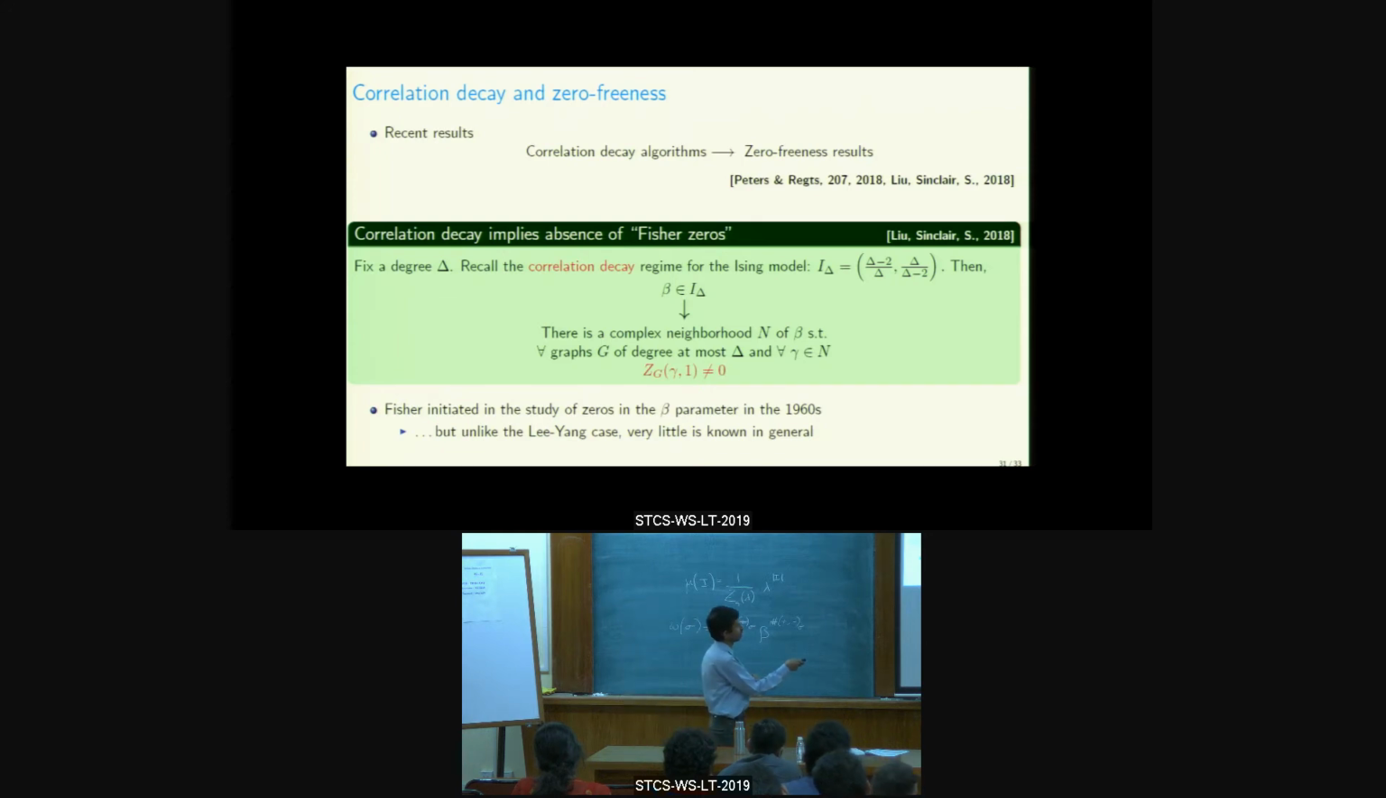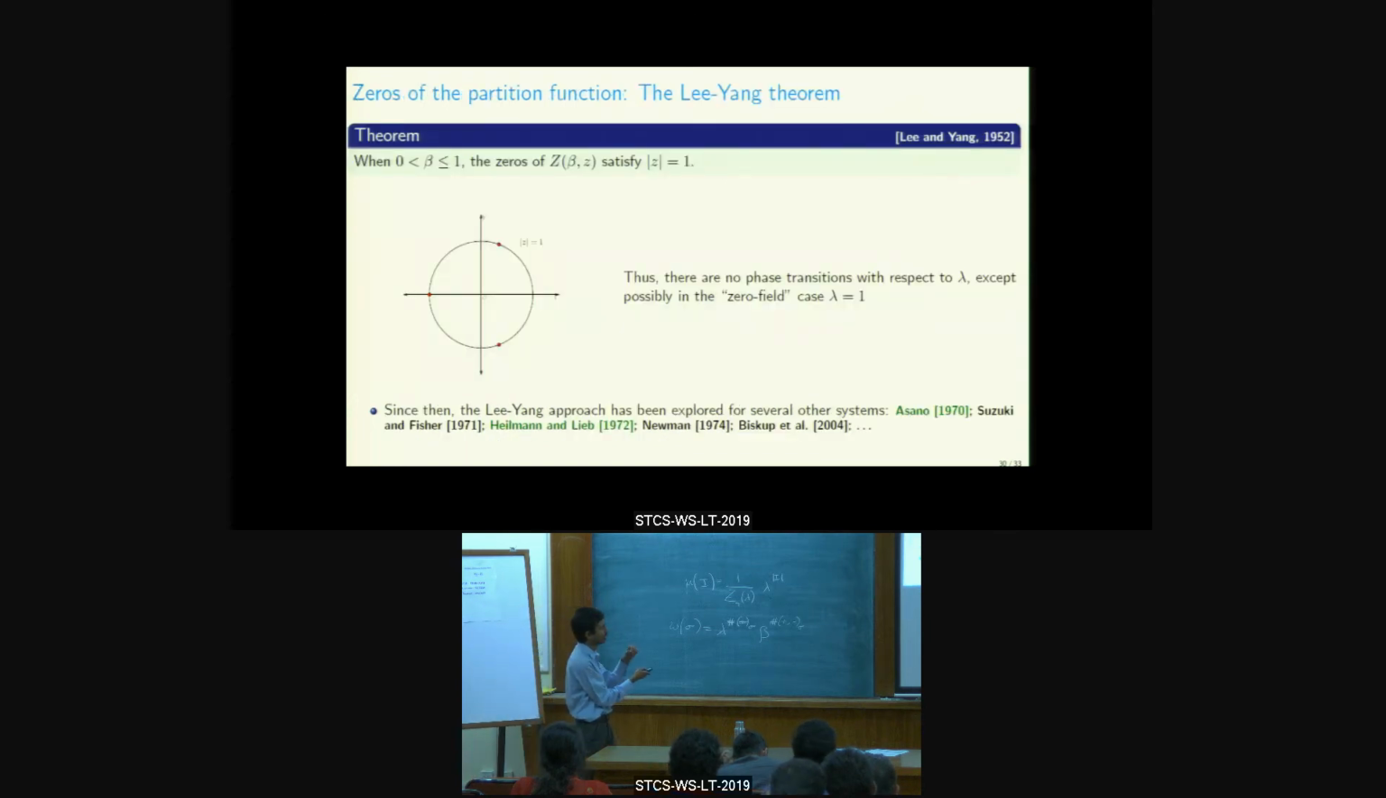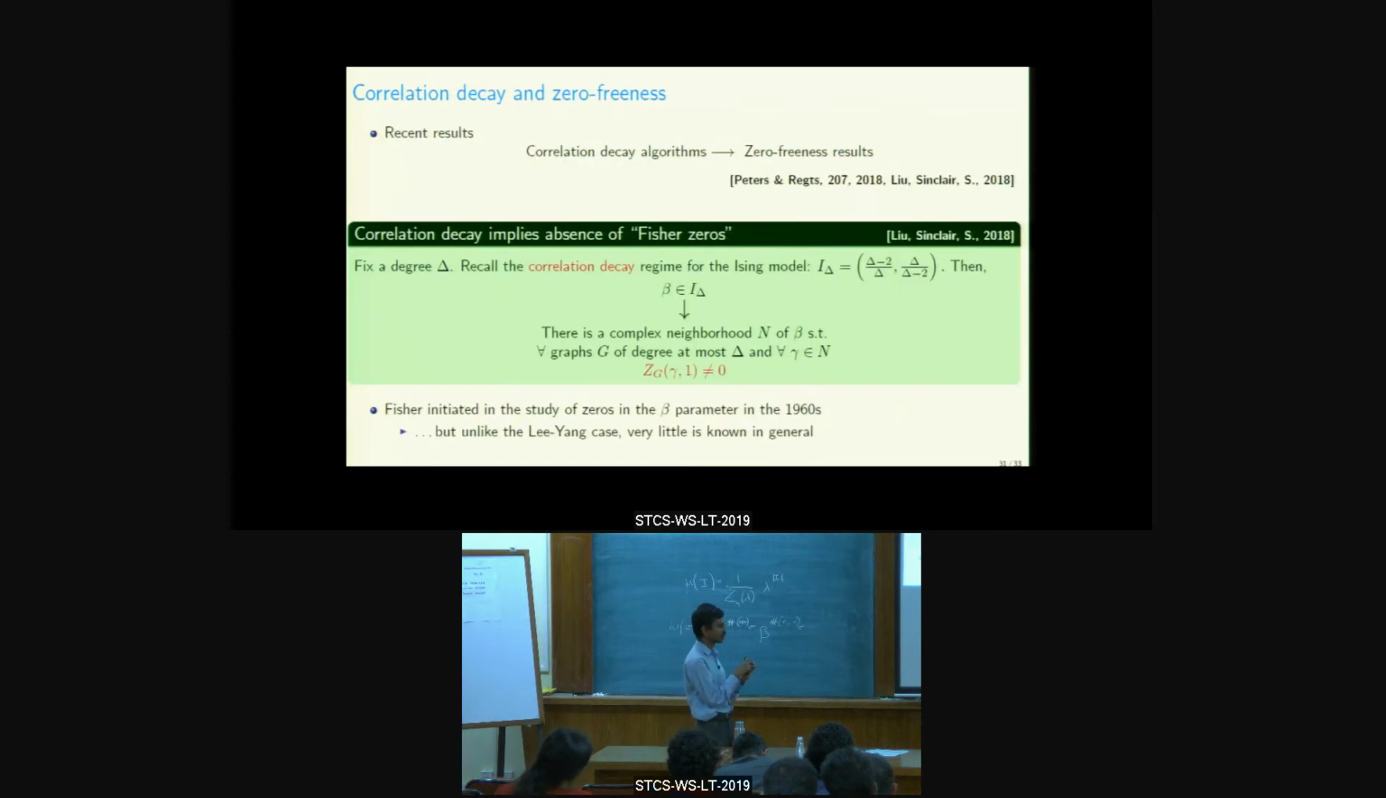So one can show that when you're in the correlation decay regime, there are no zeros in the neighborhood of the correlation decay regime. So basically, you have no phase transitions of this kind, of the non-analyticity of the free energy kind, at points that are in the correlation decay regime. And the proof goes by showing that there are no zeros.